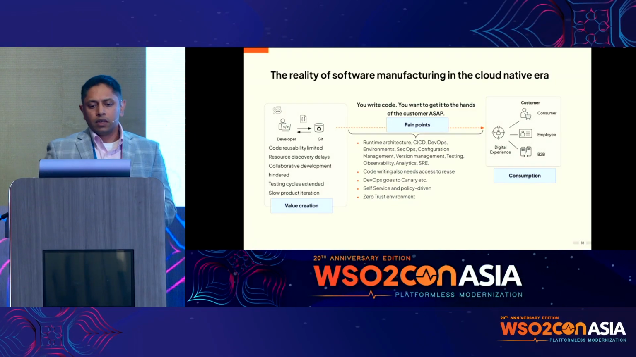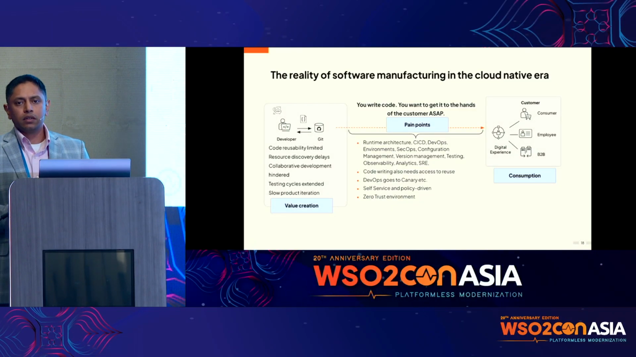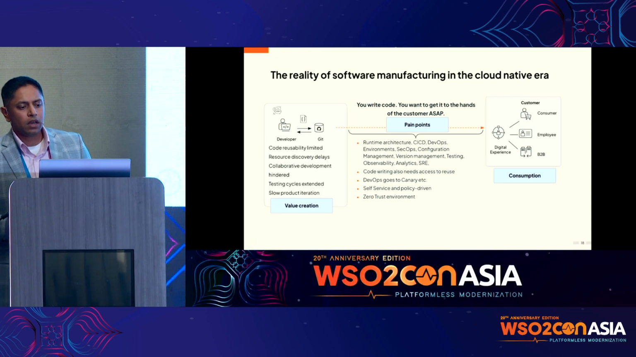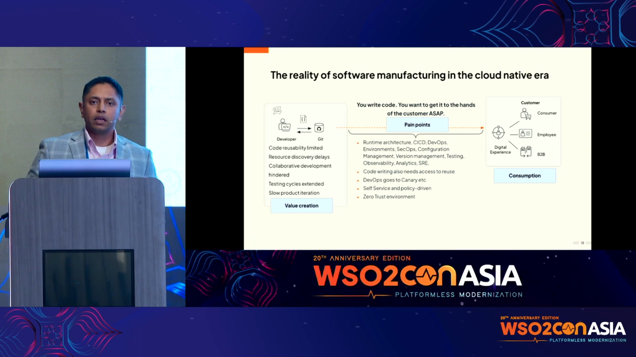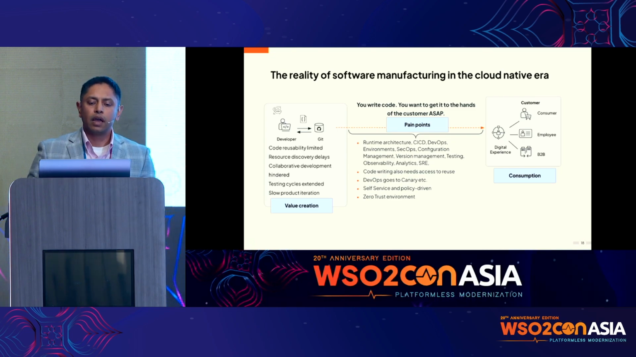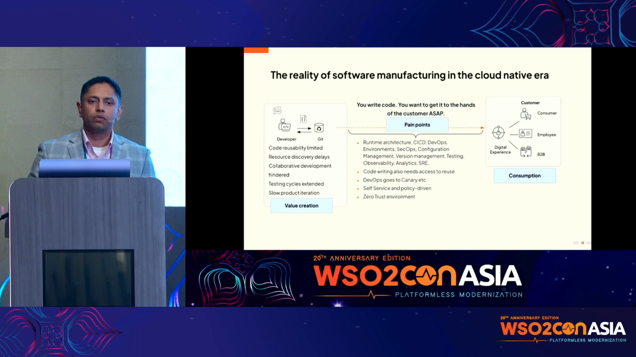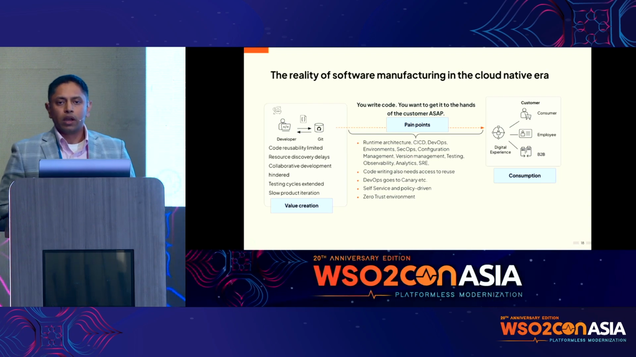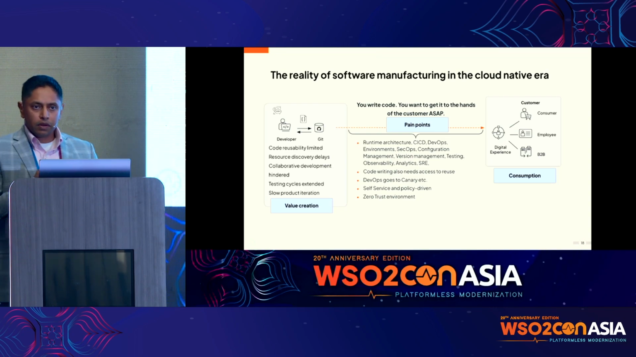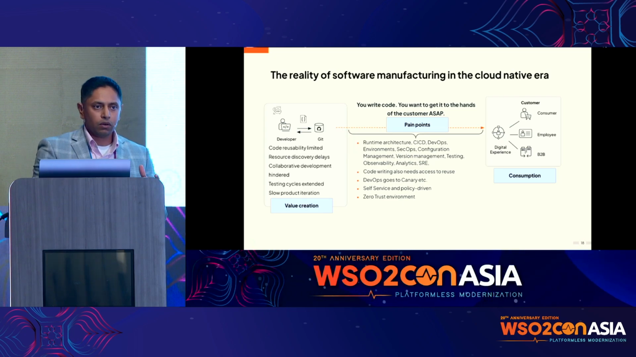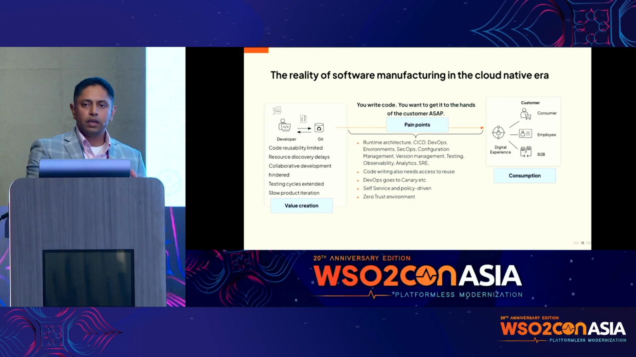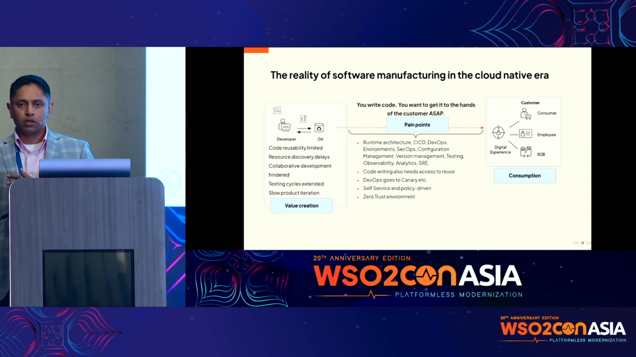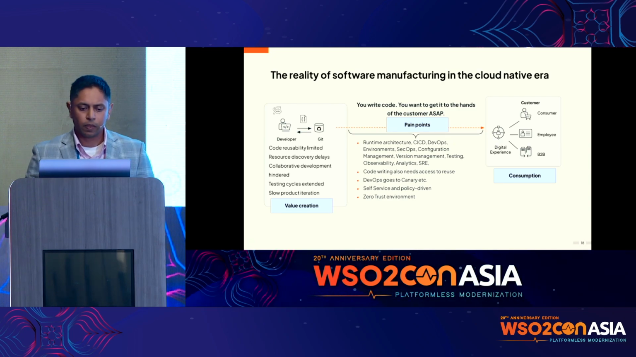So now we know the strangler pattern is a good pattern that we can use to modernize services. But if we take a step back, zoom out, and look at the bigger picture of the software manufacturing landscape today, you have developers building business value, and the idea is that you need to put this value into the hands of the customers as fast as possible.